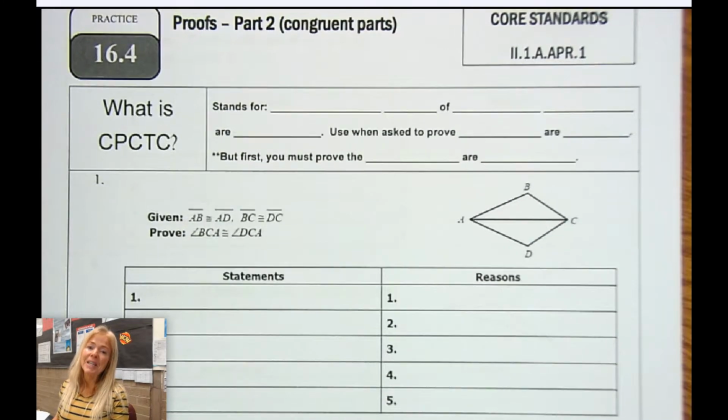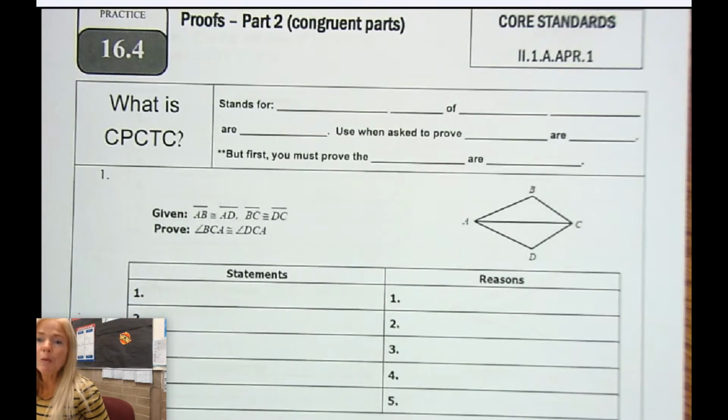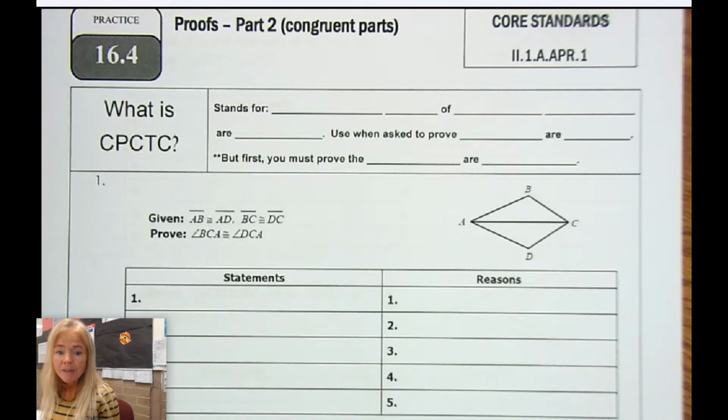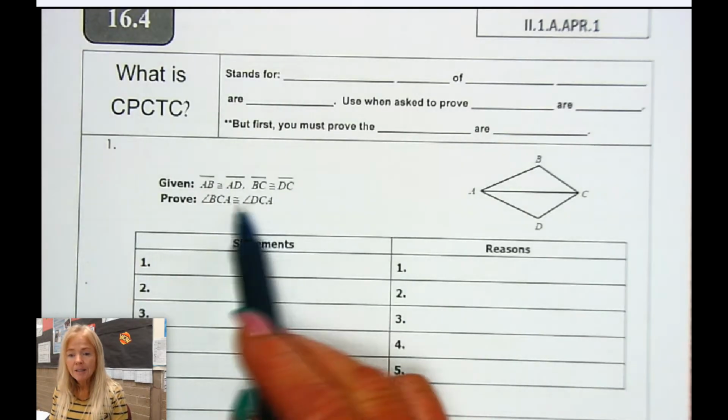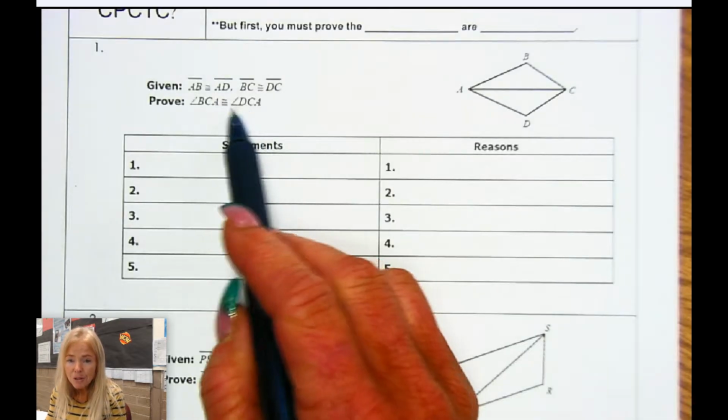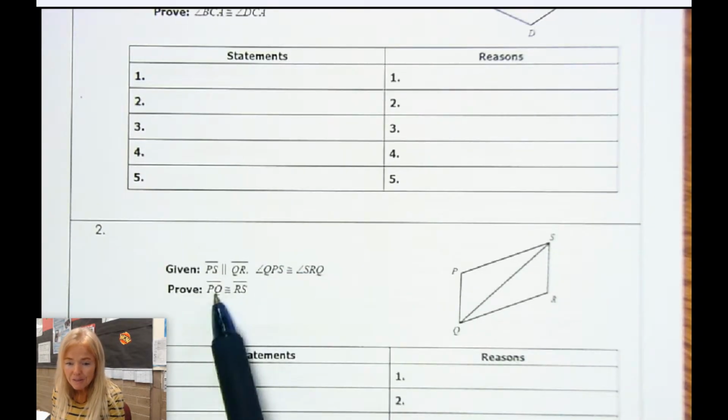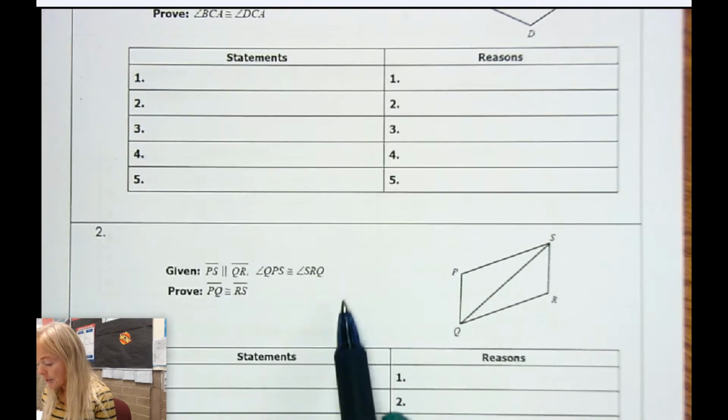Hi, class. Today we are doing 16.4 more proofs. These proofs are congruency proofs with parts. So what that means is we're going to prove the two triangles are congruent first. And because they're congruent, all their corresponding parts are congruent. And if all their corresponding parts are congruent, then we can state these angles are congruent, these sides are congruent.